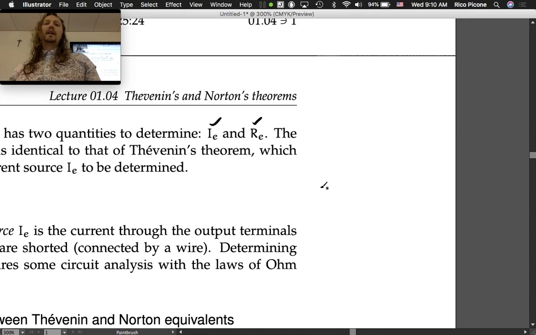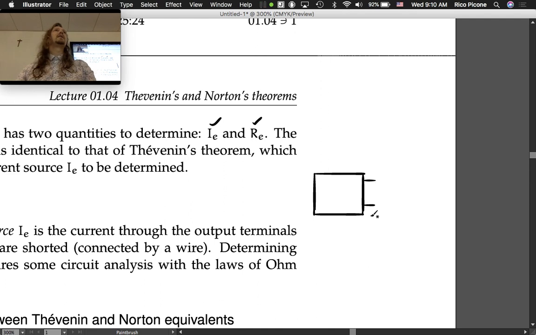So let's imagine that I have a circuit that's in this box, okay? And it's got all kinds of sources and resistors in here. And it's got a couple of leads sticking out, right? These are the output terminals, okay?